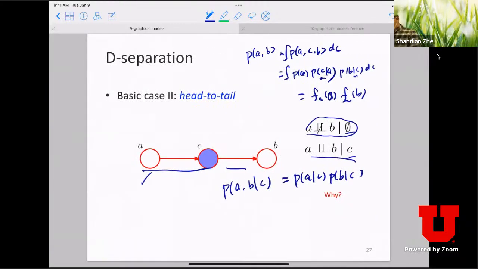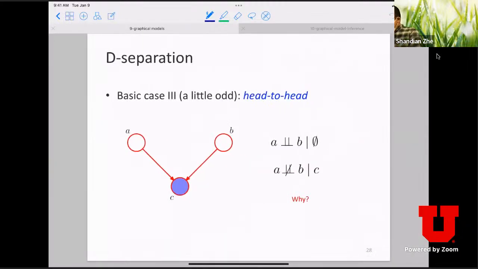Okay, this is the second basic case. Then let us look at the third basic case, which is a little odd. The structure is called head-to-head. Why is it called head-to-head? Same reason. If we draw a path from A to B, you're going to meet C first at the head and leave C at the head as well. That's why it's called head-to-head.